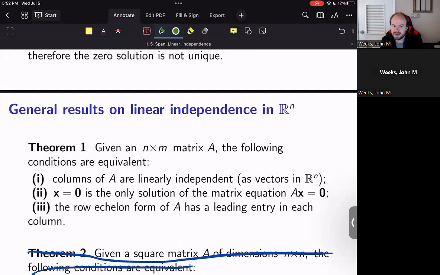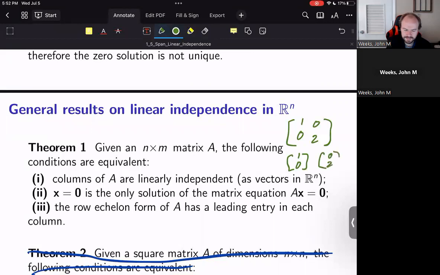Given an n by m matrix here, again, we don't have to have the number of columns bigger than the number of rows. This is just an n by m matrix A. The following conditions are equivalent. First condition, the columns of A are linearly independent. What that means is, as vectors in Rn, if I have, for example, 1, 0, 0, 2, then what I'm considering are the vectors (1, 0) and (0, 2). That's what it means for condition 1.